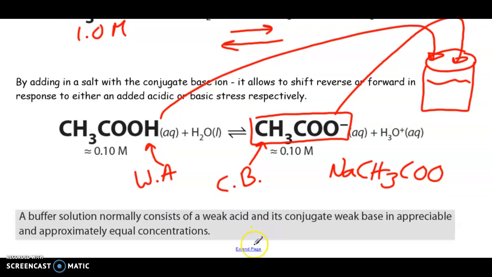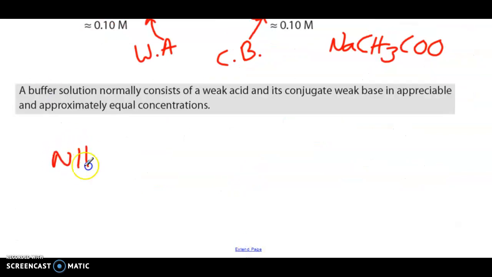Okay, so the same thing could be said for a weak base equilibrium. So let's just write this in quickly here.